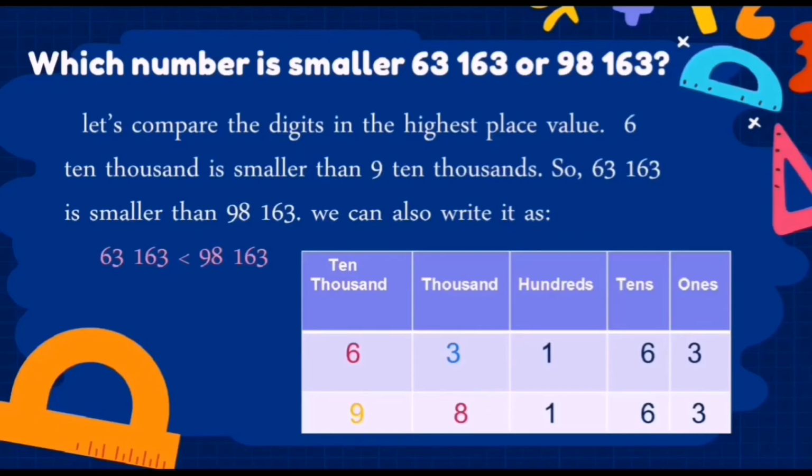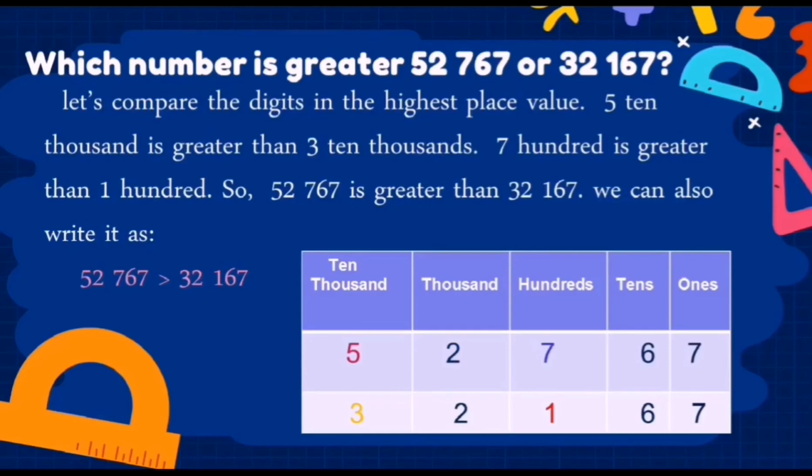So which number is smaller? 63,163 or 98,163. Keeping in mind the place value chart, let's compare the digits in the highest place value first. You can see 6 ten thousands is smaller than 9 ten thousands. So 63,163 is smaller than 98,163. Let's have another example.